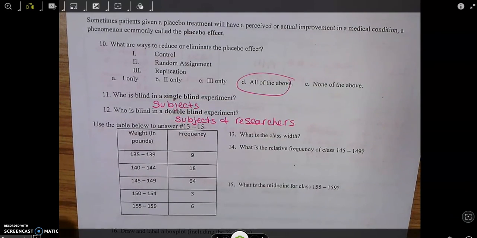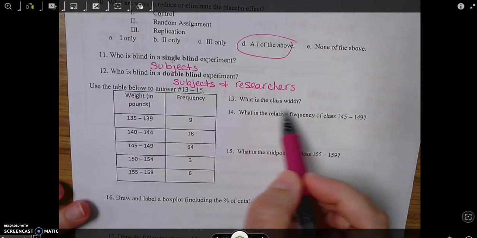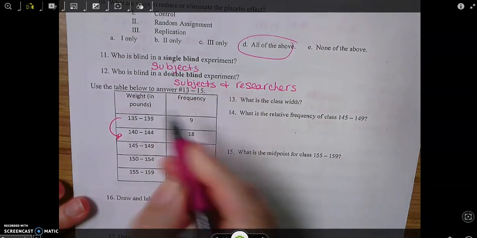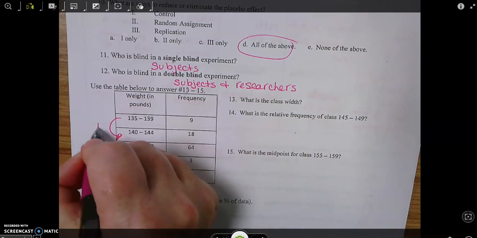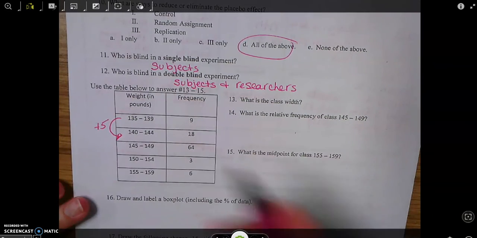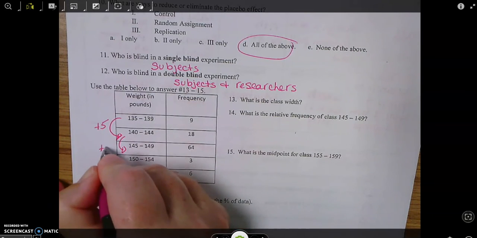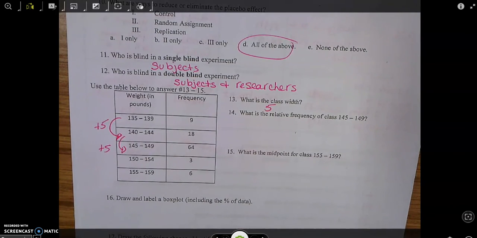Okay, so now we're moving on to Unit 2, the table. So the class width. This is the one we sat there and looked at. What do I have to add to 35 to get to 40? And the answer is 5. Okay, 140 to 145 is 5. So the class width is 5.